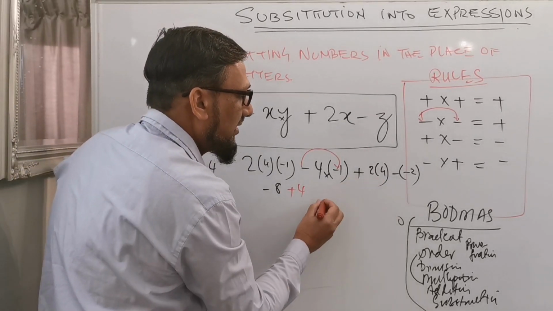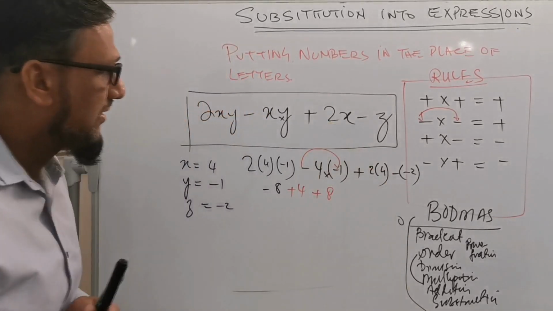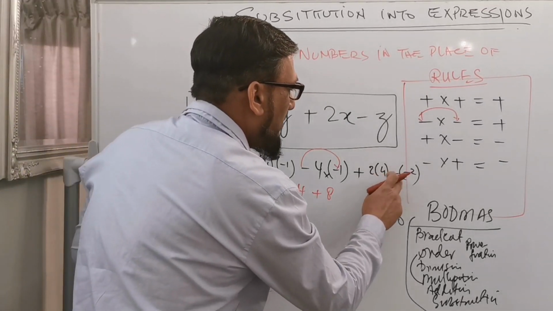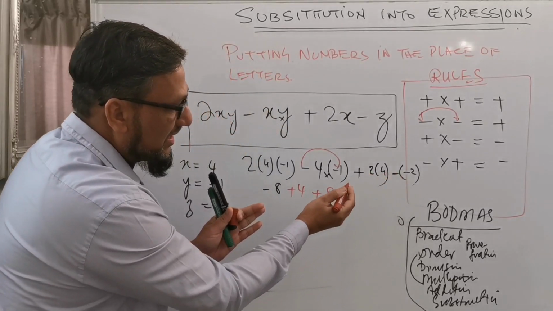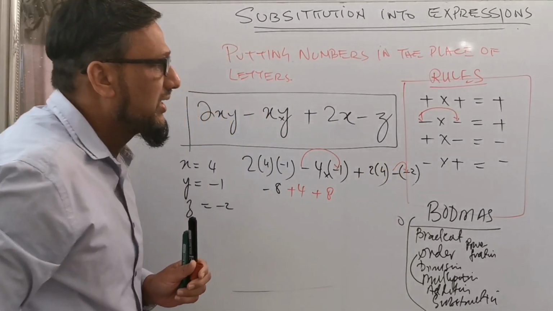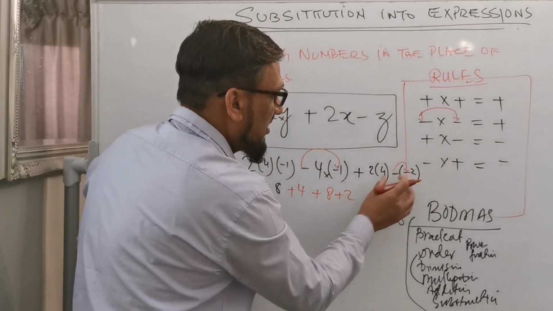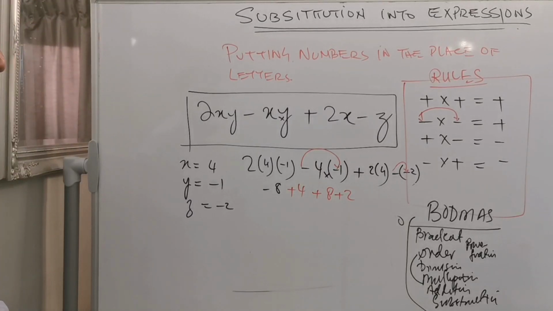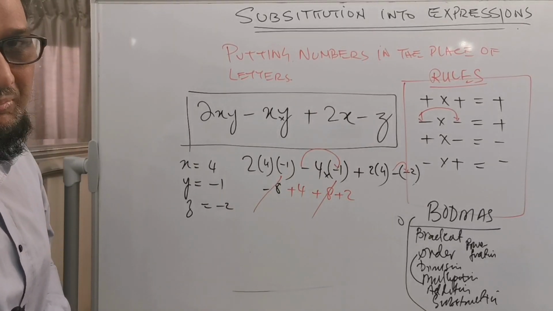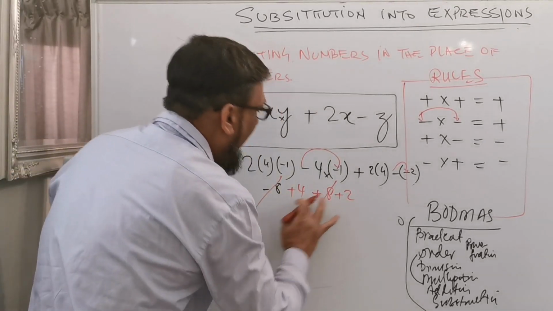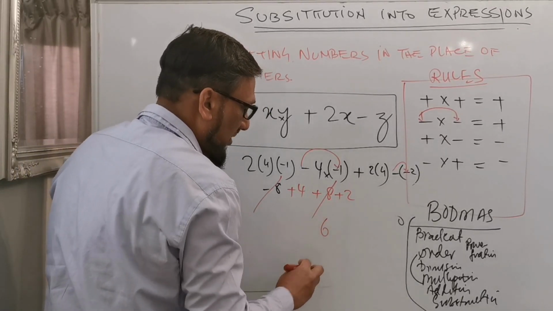And after that, plus 2 times 4 is 8. And minus times, there is no value multiplying, but by itself there is a minus sign. So this minus times minus, the answer will be plus. So it's plus 2. Now look at this one, plus 8 cancels with minus 8. Very simple. And then you need to add these two numbers, which is plus 4 plus 2. So the answer will be 6.